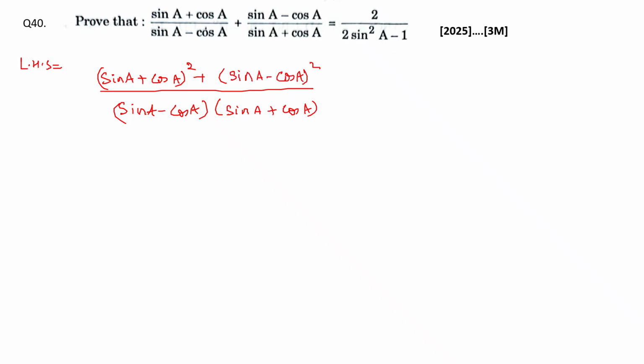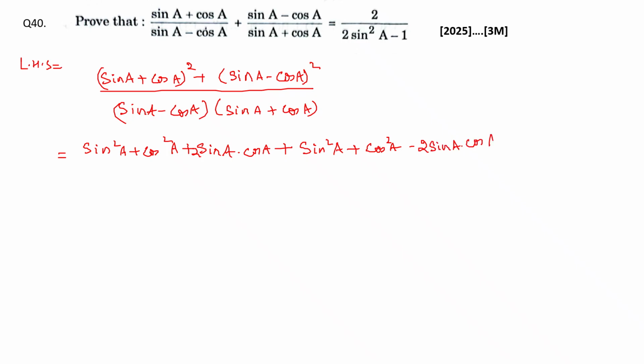Now use the (A plus B) whole square and (A minus B) square identity and expand it. So sin square A plus cos square A plus 2 times sin A into cos A, plus sin square A plus cos square A minus 2 times sin A into cos A, divided by sin square A minus cos square A in the denominator. So from here plus 2 sin A cos A minus 2 sin A cos A cancel, and sin square A plus cos square A is 1, and here also 1. So 1 plus 1, 2.